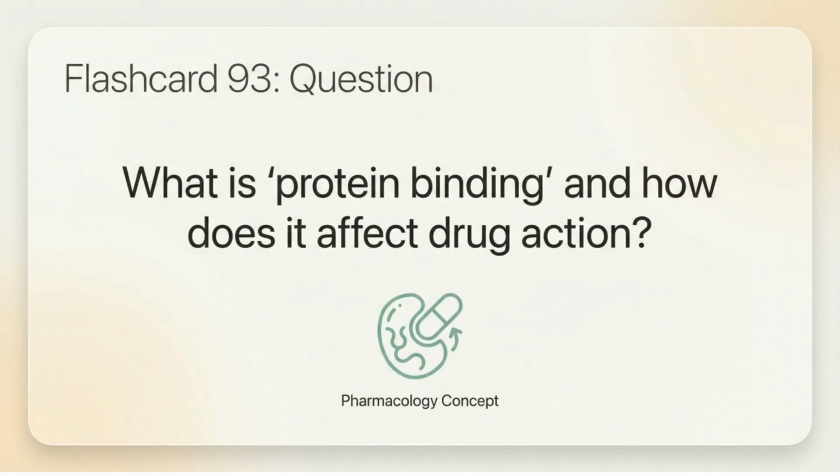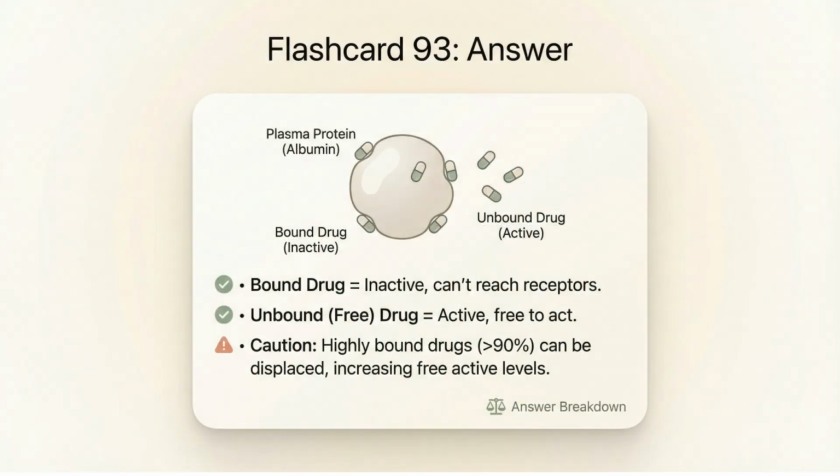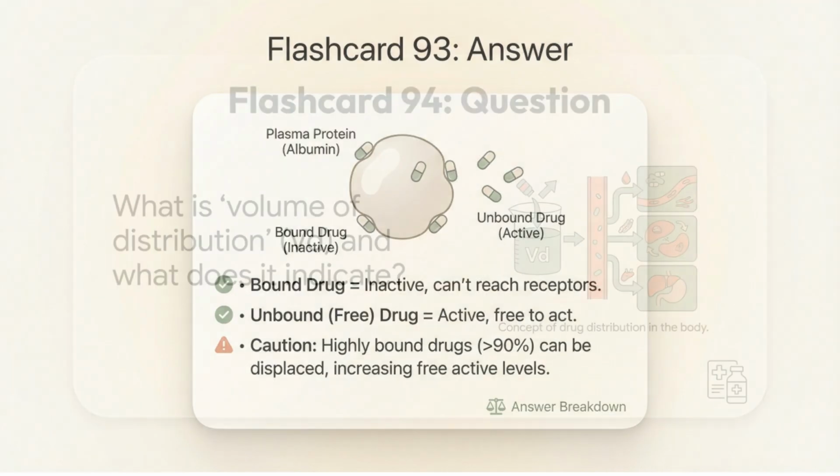Flashcard 93 asks, what is protein binding and how does it affect drug action? Bound drugs are inactive because they cannot reach receptors. Unbound or free drugs are active. Caution is advised for highly bound drugs, as displacement can increase free active levels.